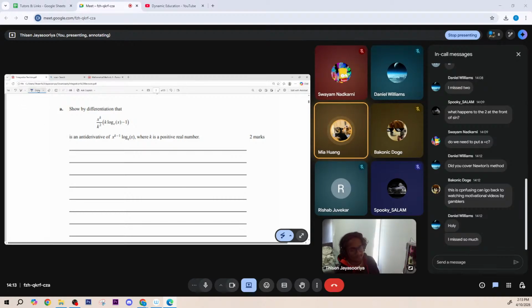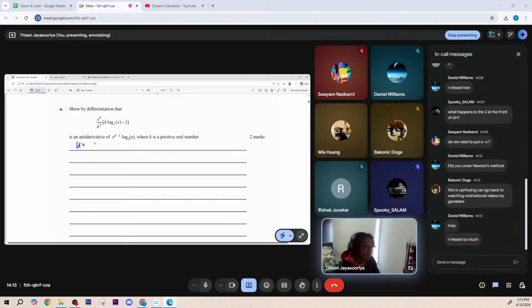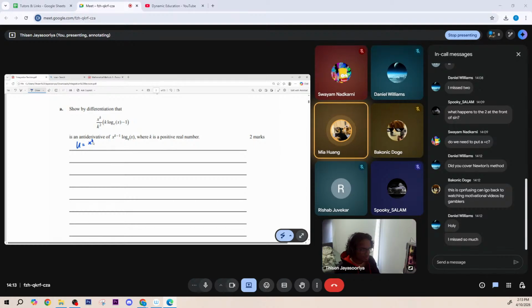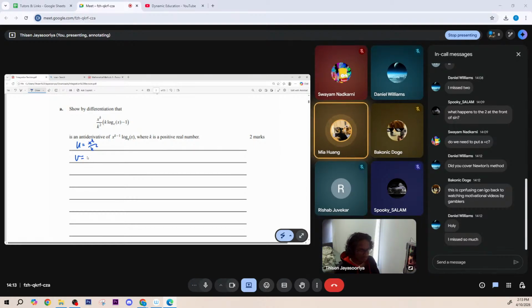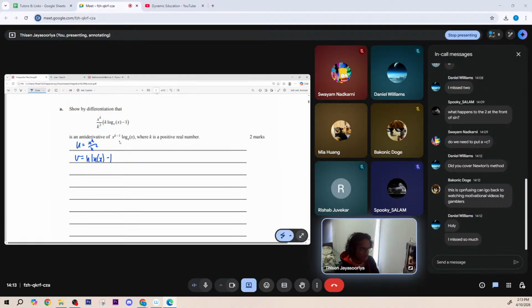Would we have to use the product rule? Yeah, product rule. So what is u equal to here? x to the k over k squared. Yep, and what is v going to be here? k ln x minus 1. So then you write down du on dx, but this means the same thing as u dash, right? So what is u dash going to be?